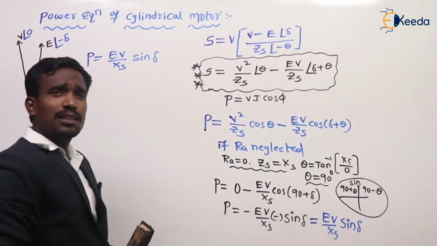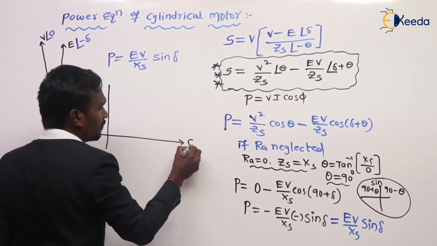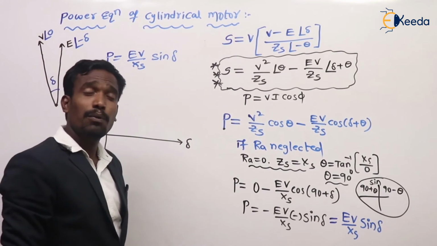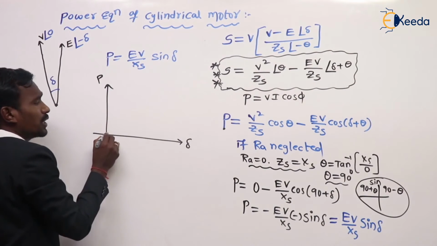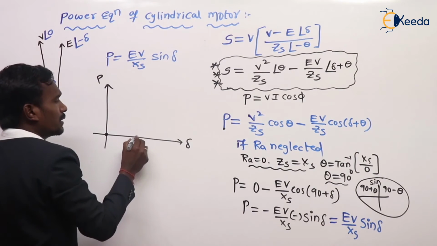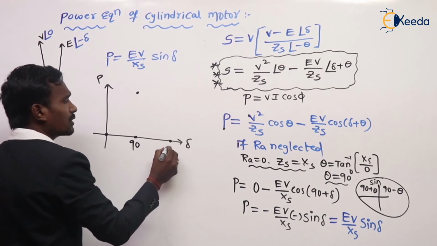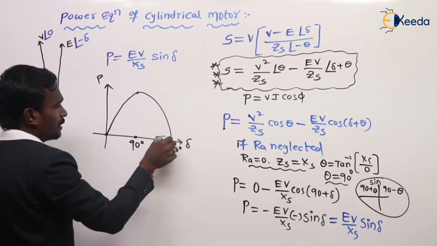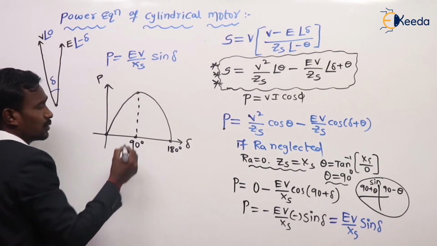For this, plot a graph for power and load angle. Power load angle curve: if delta is equal to 0, the power is also 0. If delta is equal to 90, the power is maximum. If delta is equal to 180, the power is 0. So the curve is perfectly sinusoidal.